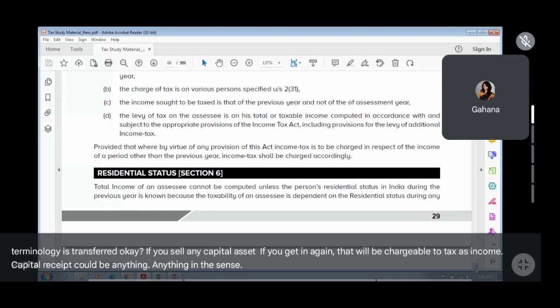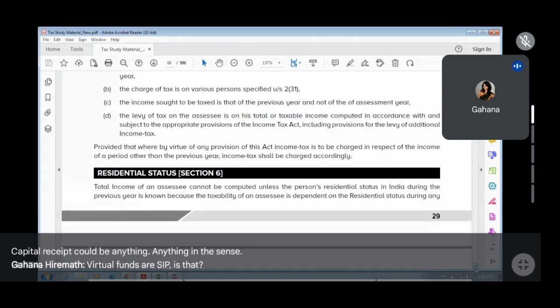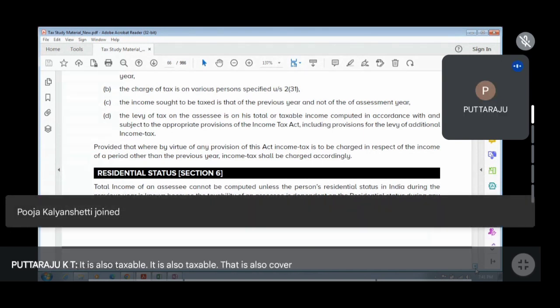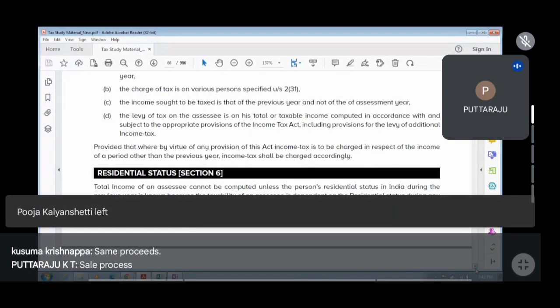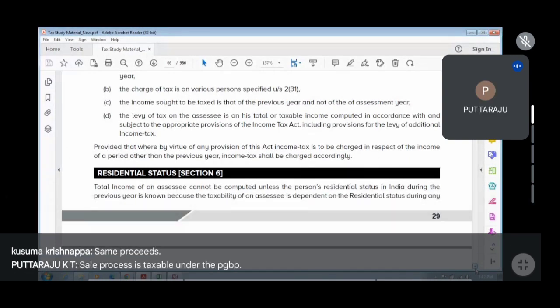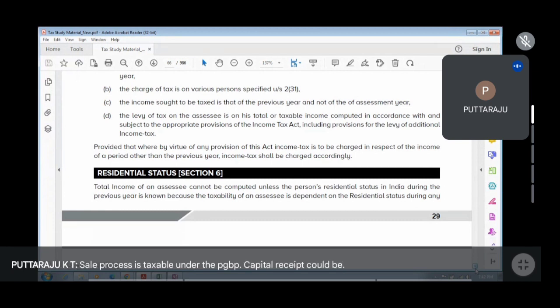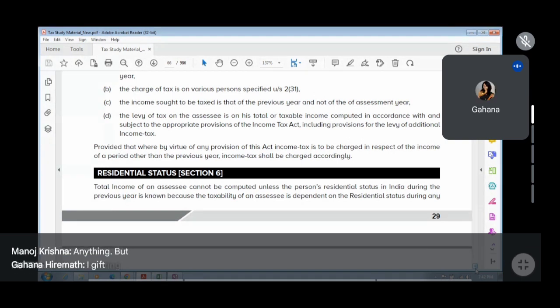Like mutual funds or SIP, is that taxable? Yes, it is also taxable. That is also covered under capital gain, capital asset. Sale proceeds are taxable under PGBP. Capital receipt could be unexpected revenue that will come, something like gift money. No, gift is also taxable.